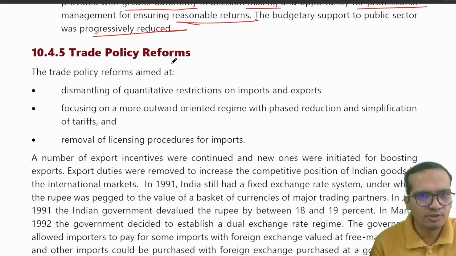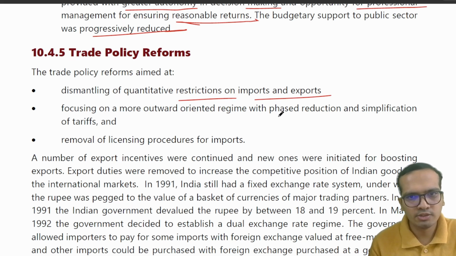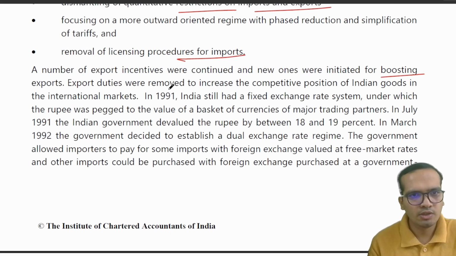Then we have trade policy reforms. The trade policy reforms aimed at dismantling of quantitative restrictions on imports and exports, focusing on a more outward-oriented regime with phased reduction and simplification of tariffs and removal of licensing procedures for import. A number of export incentives were continued and new ones were initiated for boosting exports. Export duties were removed to increase the competitive position of Indian goods in the international market.